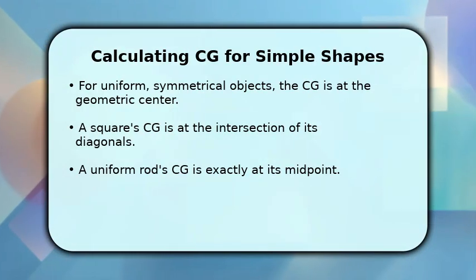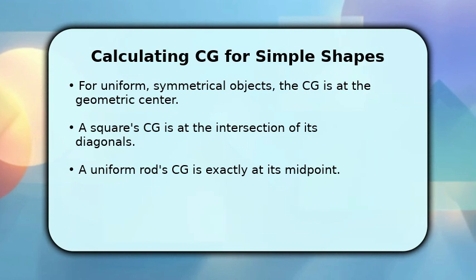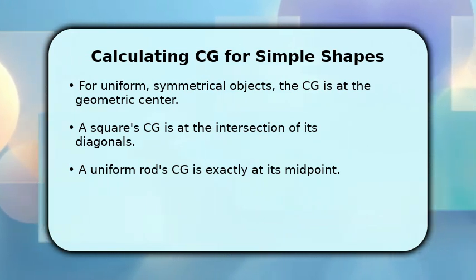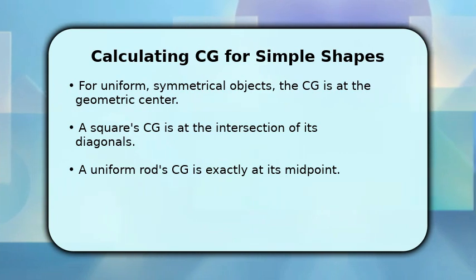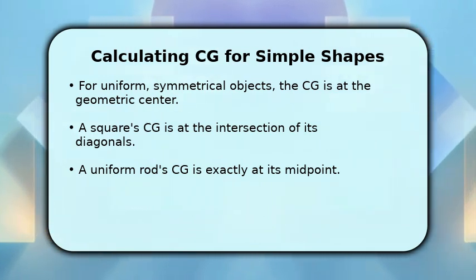For simple, uniform shapes, calculating the center of gravity is straightforward. If an object has a consistent density and a symmetrical form, its center of gravity will coincide with its geometric center. For instance, a perfect sphere's CG is at its core, and a rectangular prism's CG is where its diagonals intersect. This principle simplifies calculations for many common objects, requiring only basic geometric understanding.